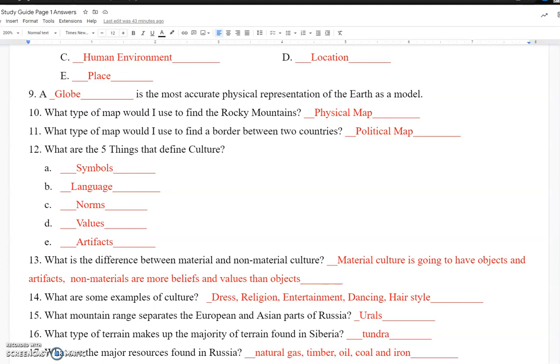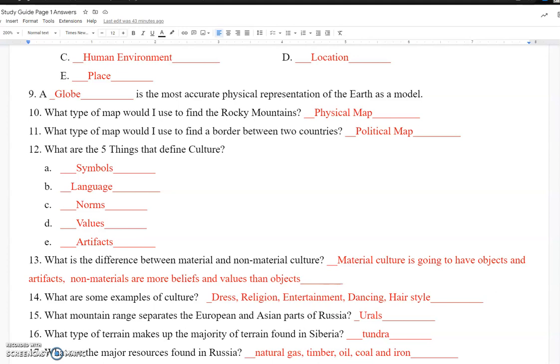Norms, what are some things that you would normally do? Like when you get into an elevator, do you turn around and face the door, or do you face the wall? Do you shake hands with someone, or do you bow? Those are all kinds of norms, things that you do, normal behaviors, that type of thing.